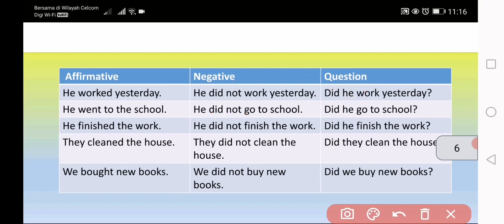Right. Example number 3. He finished the work. He did not finish the work. Did he finish the work? Okay, they cleaned the house. They did not clean the house. Did they clean the house?